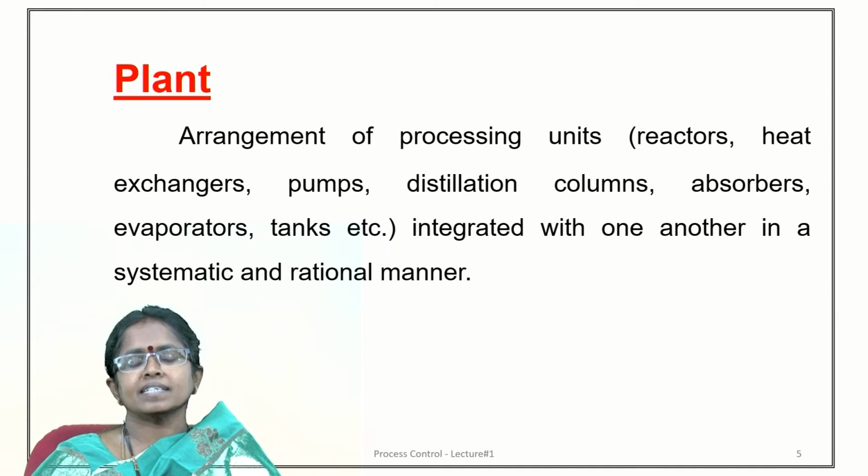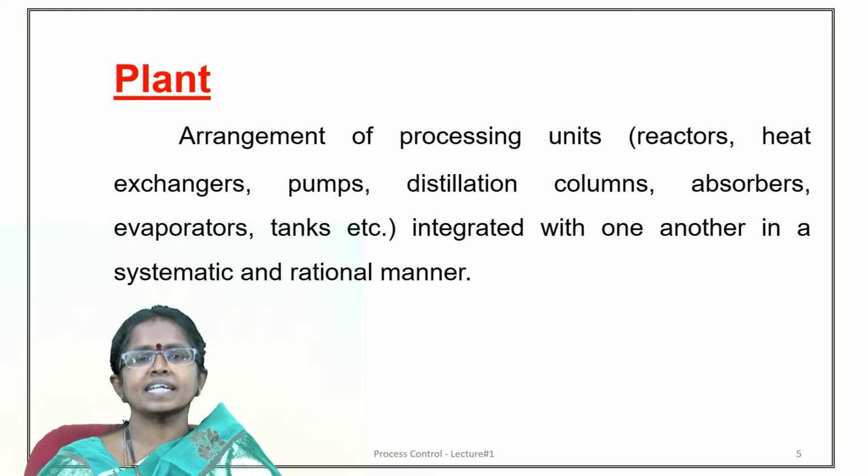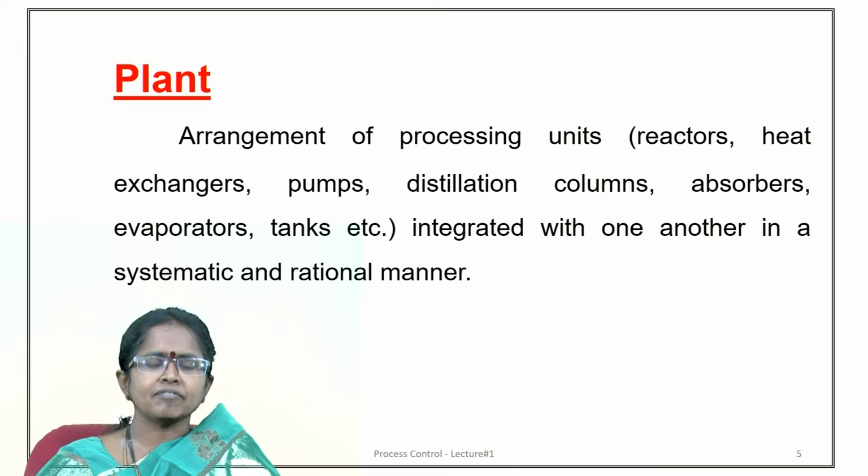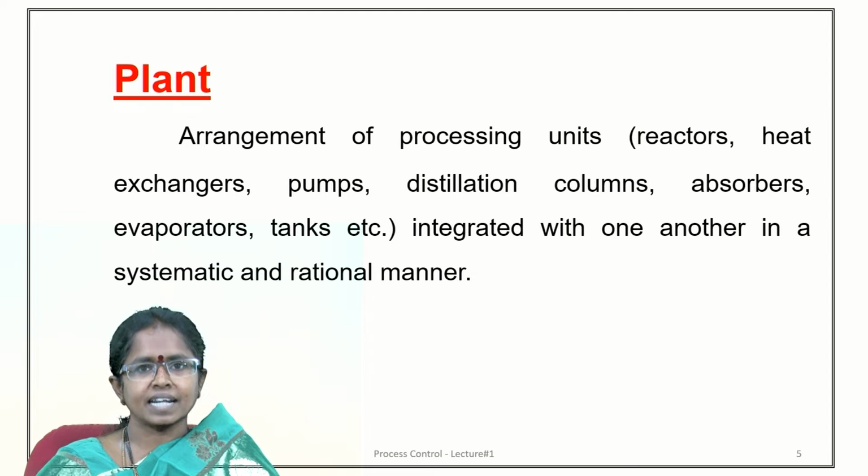Coming to the plant, in process control we are not going to call it a system. Instead of system, we are going to call it a plant or process, right? So first we must know what is meant by a plant. A plant is nothing but an arrangement of processing units. If you take any chemical plant, a number of components are involved, for example, a distillation column, a reactor, pumps, valves, pipelines, etc. They are all connected with one another and performing a specific function.